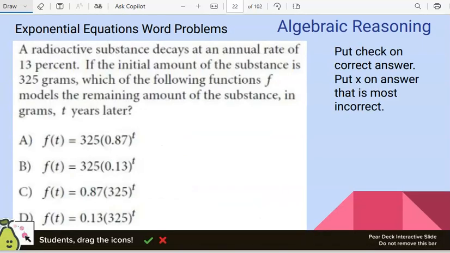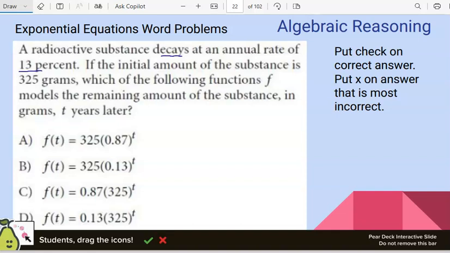Try this one. Where you're eliminating answer choices, put an X on the answer that is the most incorrect, and maybe like a slash on one that you think might not be correct, but it's not as incorrect as that first one. Alright, a radioactive substance decays at an annual rate of 13%.